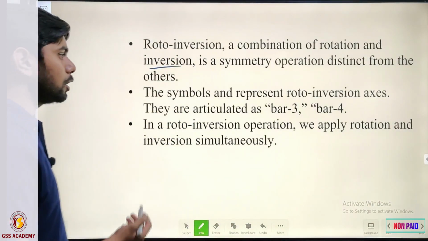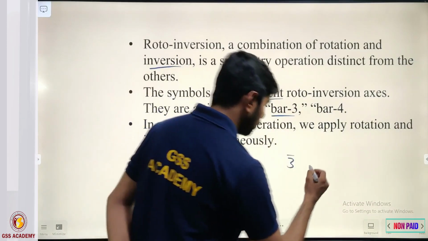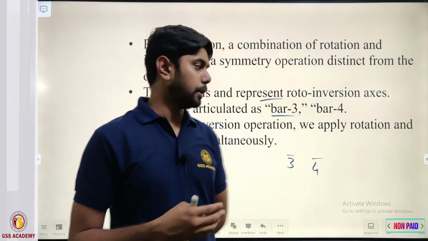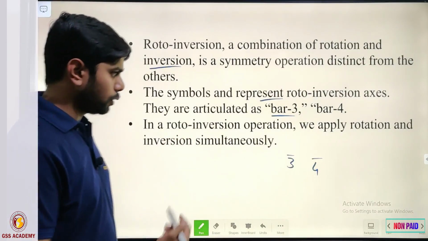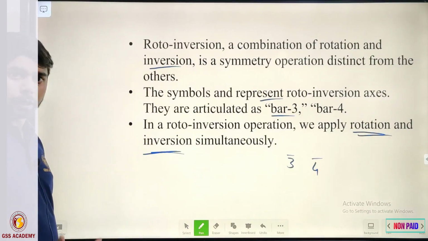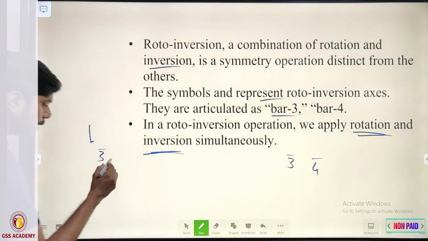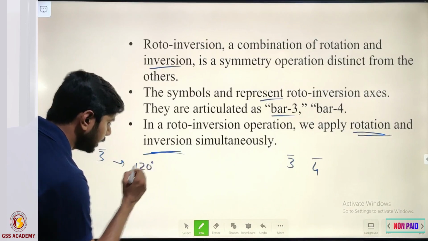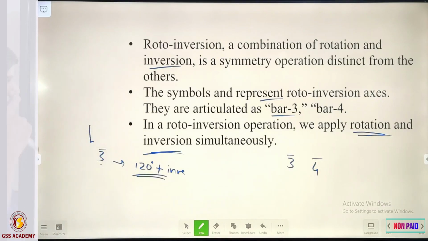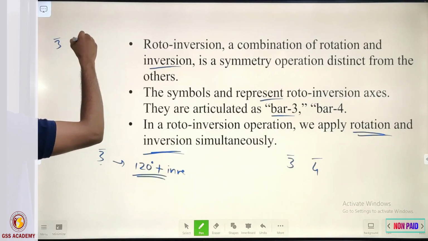Okay, and the symbols of this roto-inversion axis will be represented by 3 bar or 4 bar. The roto-inversion axis operations are working simultaneously, which means we have to rotate the crystal as well as invert the crystal to satisfy the particular operation. If we have an operation of 3 bar, it means we have to rotate the crystal to 120 degree because of this threefold, plus we have to invert it to complete this operation. And the notation for 3 bar is a triangle with a circle inside it.